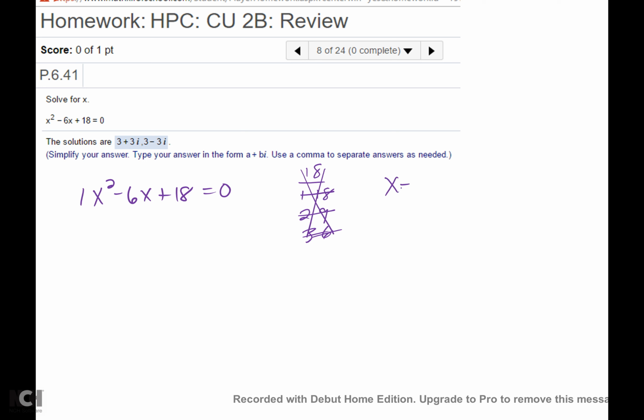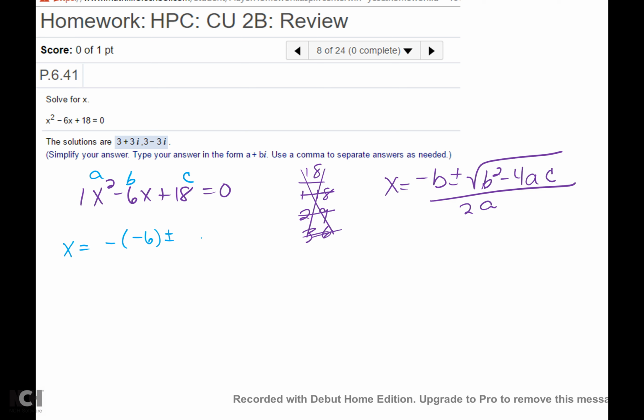So we're going to use our handy-dandy quadratic formula. Negative b plus or minus the square root of b squared minus 4 times a times c all over 2 times a. Okay, so in my case, a is 1, b is negative 6, and c is 18. So x equals negative negative 6 plus or minus the square root of negative 6 squared minus 4 times a times c all over 2 times a.